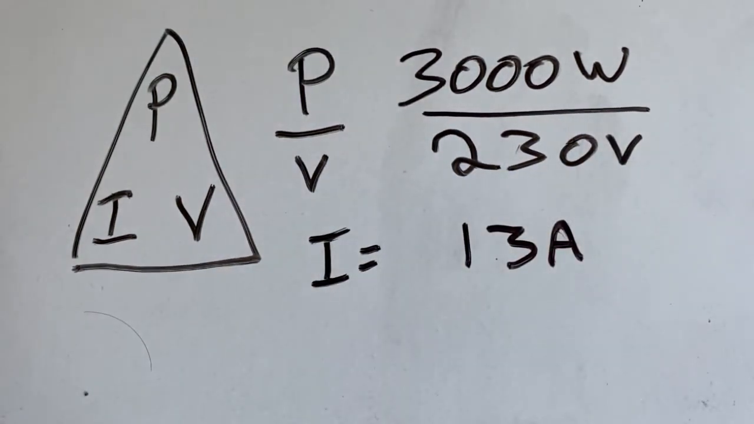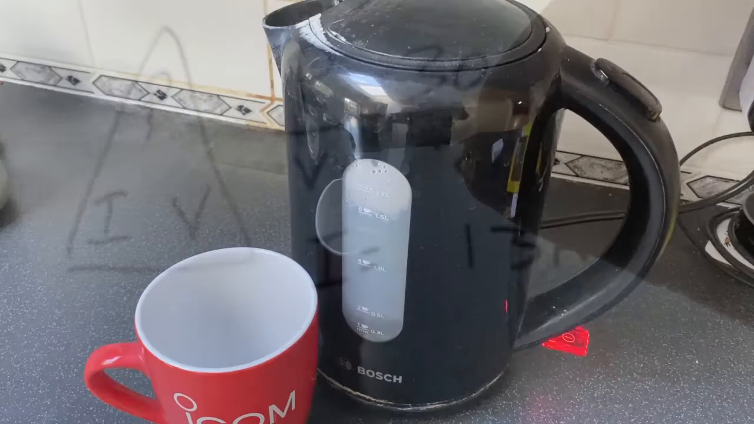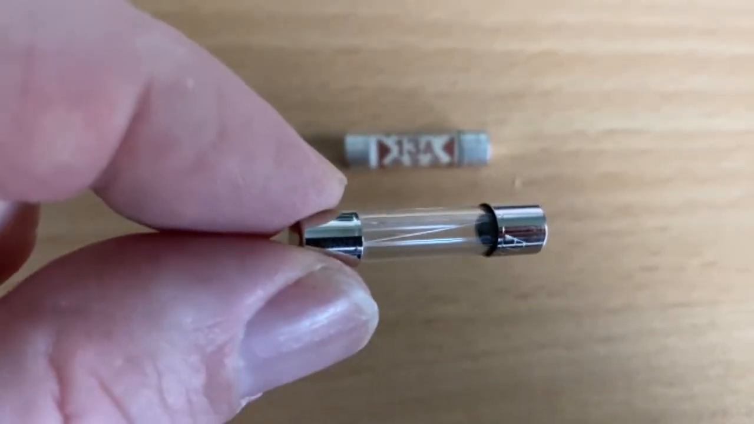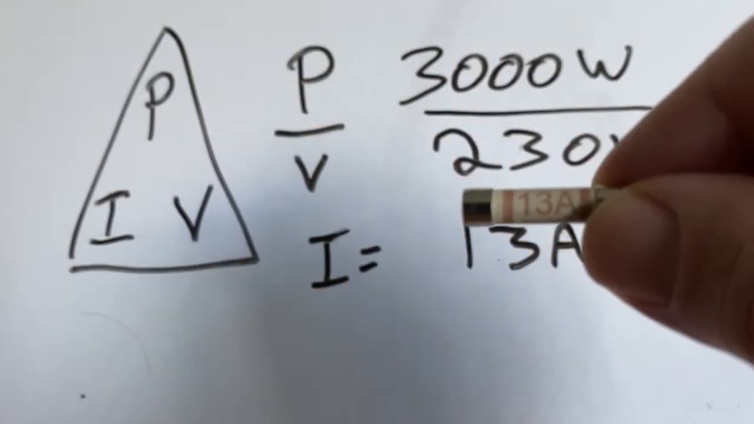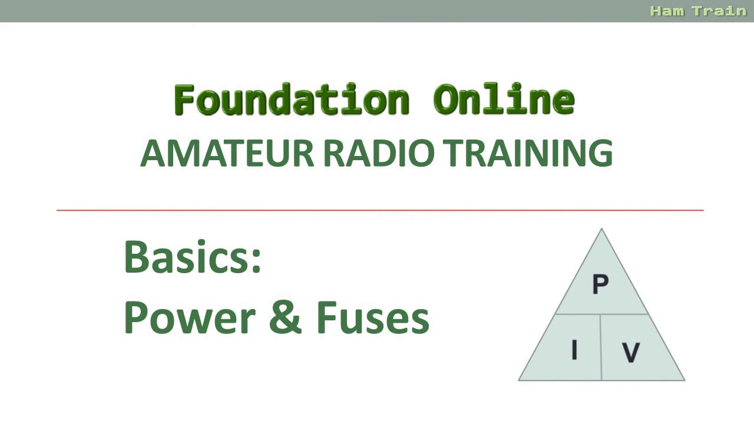That's a fairly simple one because the fuse that we're going to need for this one is our good old 13 amp fuse. The kettle needs 13 amps to operate, and if the circuit goes over 13 amps, the fuse will blow, keeping us safe. There you go, that's a simple look at the formula PIV, power, current and voltage.